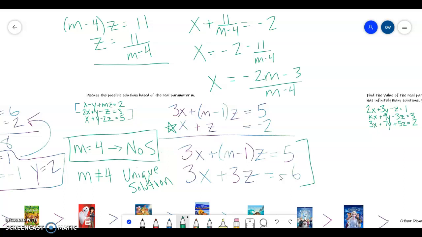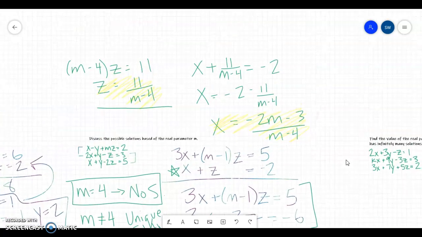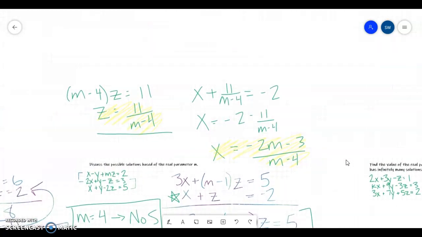So now we're going to have to do the same thing for y. Hold on. Okay, before we do y, let's make sure we highlight what's important. So x, for any solution that works, is going to be that in terms of m. Z is going to be this. Okay, we have to do this one more time for y.